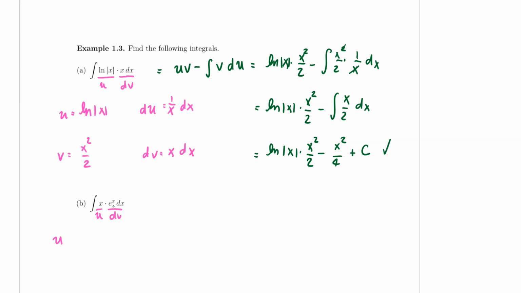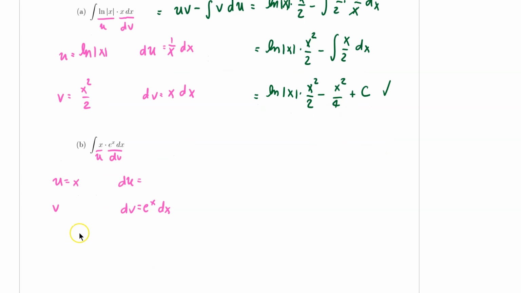So my u is going to be x and my dv is going to be e to the x dx. Now I just need to find du and v. Well, du is going to be the derivative of my u here. The derivative of x is dx. So my du is dx, and for my v, I need to find the integral of e to the x. The function whose derivative is e to the x turns out to be just e to the x.